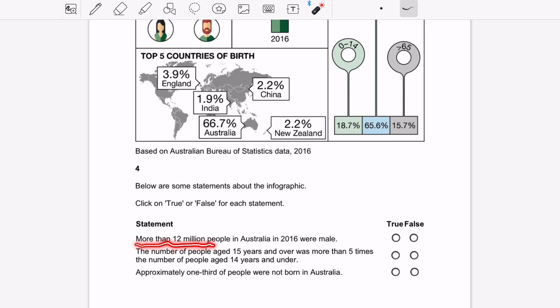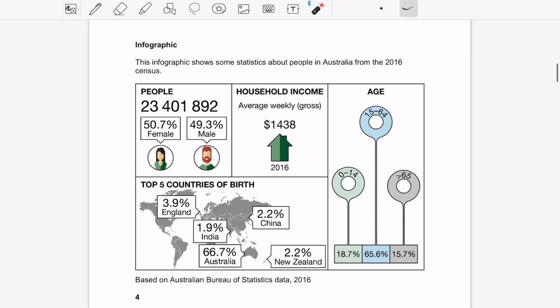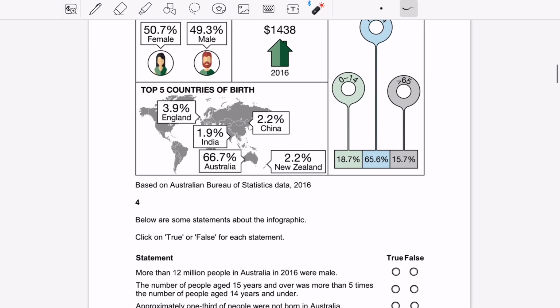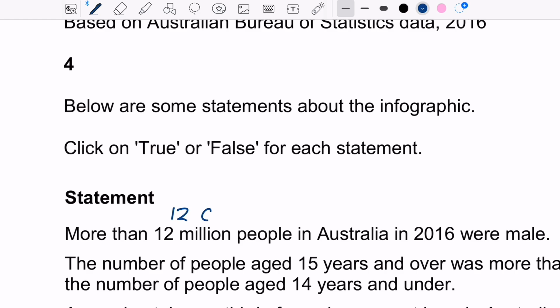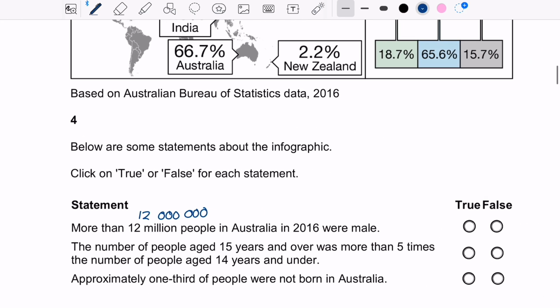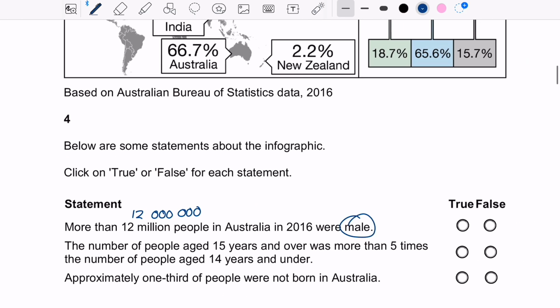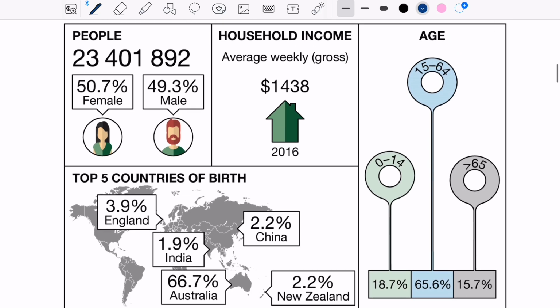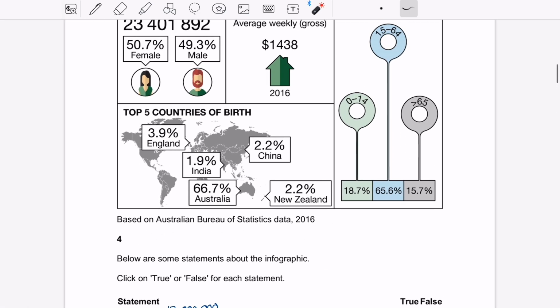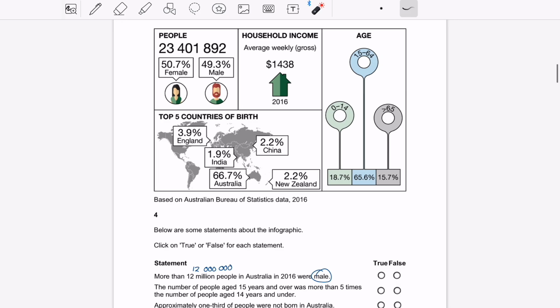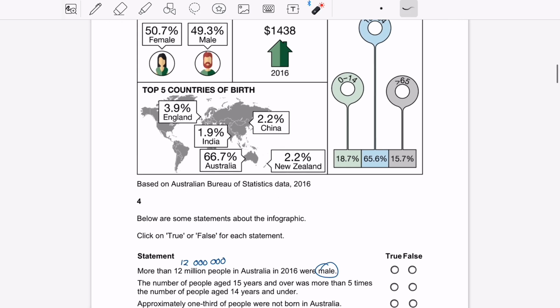Statement 1. More than 12 million people in Australia in 2016 were male. 12 million people. So that's 12, 1, 2, 3, 4, 5, 6 for million. Let's have a look. We're looking at male. It says that out of this many people, 49.3% were male. So how we work that out is we can just write a little mathematical statement that we can use on our calculator.